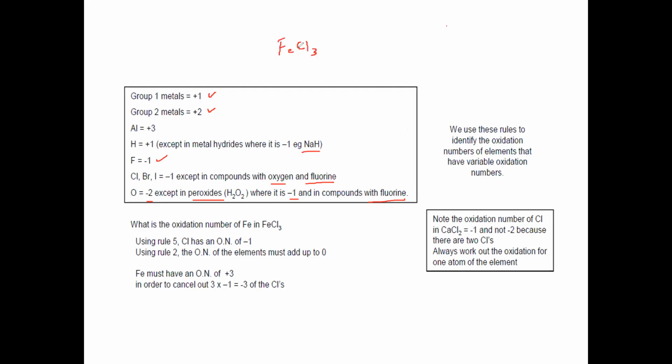What is the oxidation number of iron in FeCl3? How do we work it out? Because this compound overall is neutral, iron is unknown, x, plus there are 3 chlorine and each chlorine is -1, and the total result is 0. So x - 3 = 0. If we move 3 to the other side, x will be +3. So the oxidation number of iron is +3.